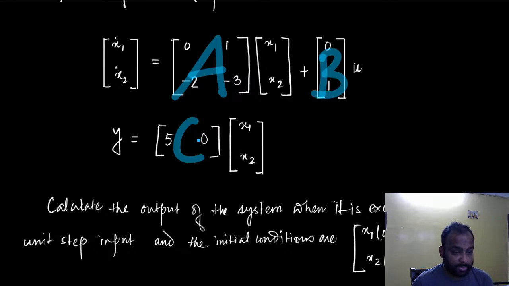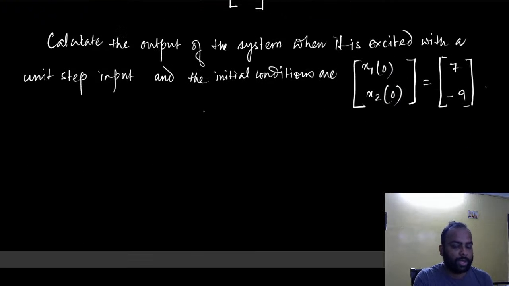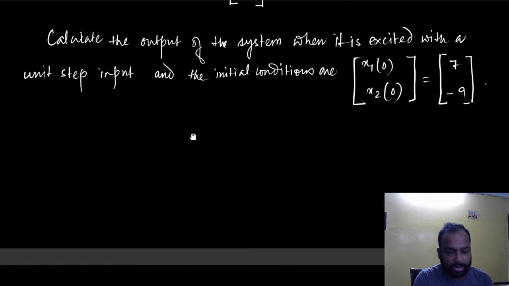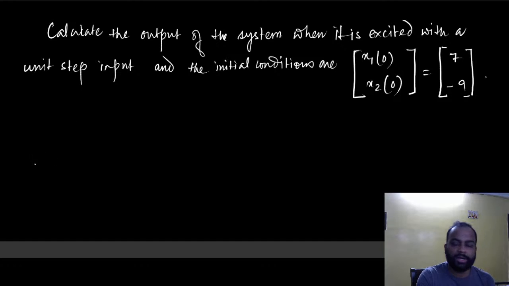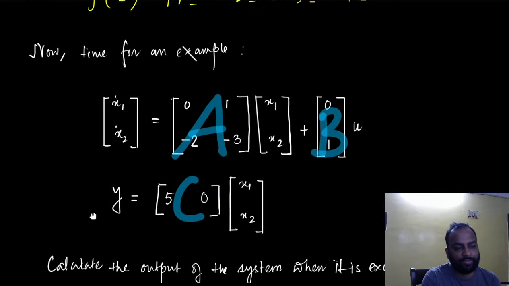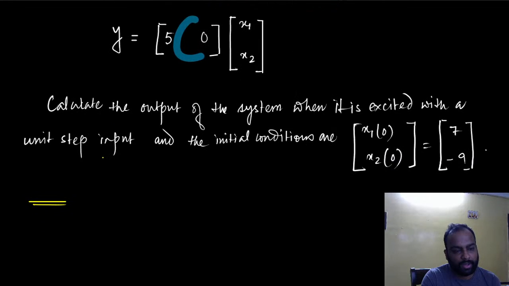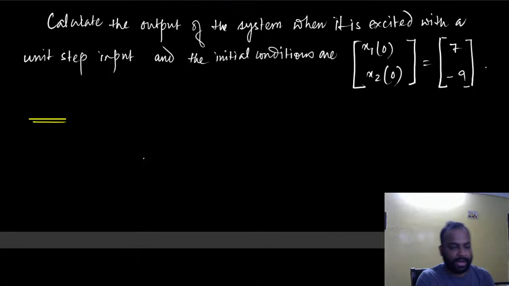All right. So D is 0, of course, and let's do the calculation. The first thing you should do is calculate e to the power At. That is the first thing that you should calculate, because without that you are not going to get anywhere. When these kinds of problems are there, when you are asked to solve the state equation or something, you have to start with calculating e to the power At. So first calculate e to the power At.